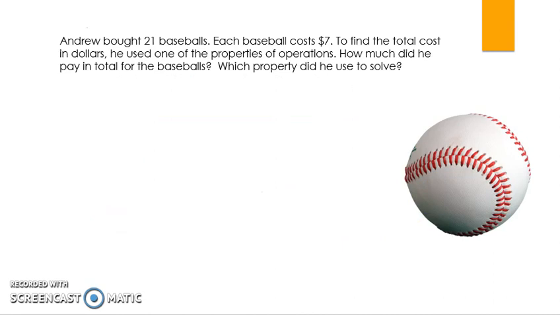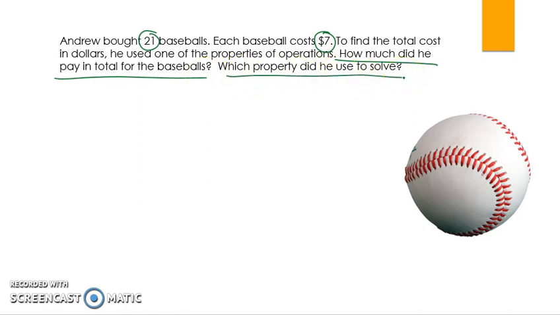Go ahead and take a minute, read the question, and pause the video and record your answer on your square sheet. Welcome back, students. You've had a chance to attempt this problem and to read it through. Now let's check our answer. So the first thing we do is circle that he had 21 baseballs and each one cost $7. Next, we need to underline the problem. What are they asking? How much did he pay in total for the baseballs? Which property did he use to solve?